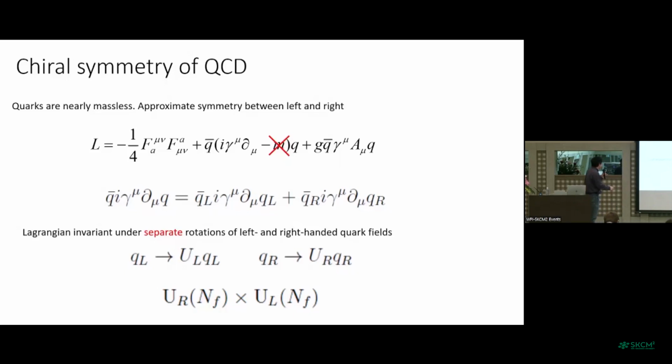So you can rotate the left quarks, up, down, strange, using this U(N_F), the unitary matrix, where N_F is the number of quarks. And you can also separately and independently rotate the right-handed quarks using a different unitary matrix. So there is a U(N_F) times U(N_F) chiral symmetry of QCD. This is very well known.